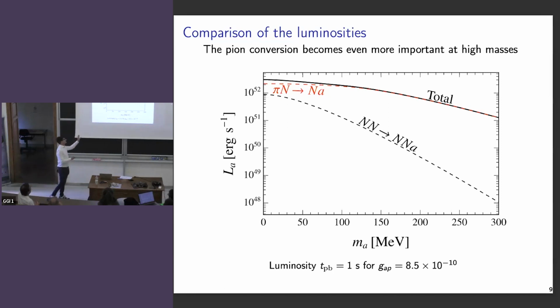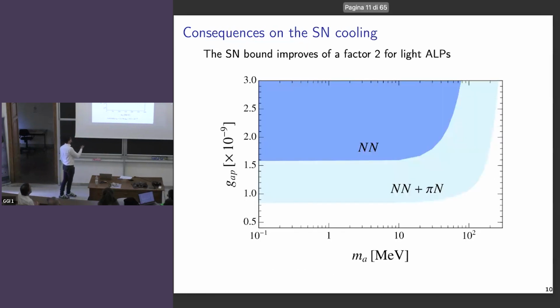So by imposing that the axion luminosity must be lower than the neutrino one at 1 second after the core bounce, we can exclude the light blue region shown here. And here you can see that if we consider only the nuclear Bremsstrahlung, the bound is weaker, and it is relaxed at masses larger than about 30 MeV, so larger than the supernova temperature. While considering also the pion conversion, the bound becomes stronger, and it is relaxed at masses larger than about the pion mass.